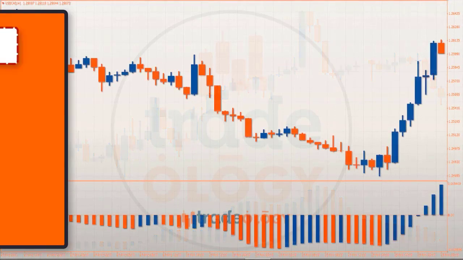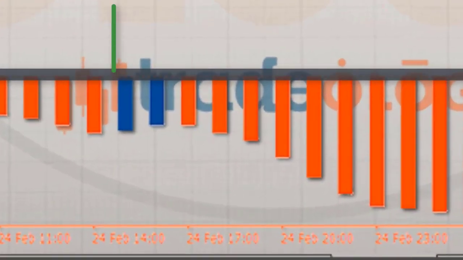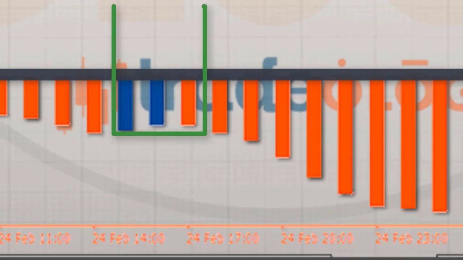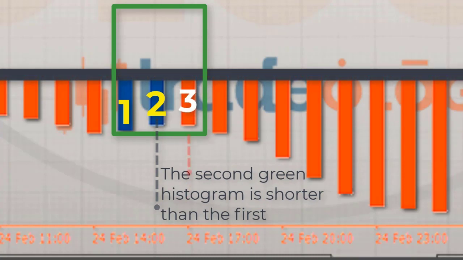Short setup. To execute a short setup, first, confirm that the Awesome Oscillator is below zero. Second, identify 2 consecutive blue histograms. Third, the second blue histogram should be shorter than the first. Fourth, the third histogram should be red. Fifth, enter a short position on the open of the fourth candlestick.